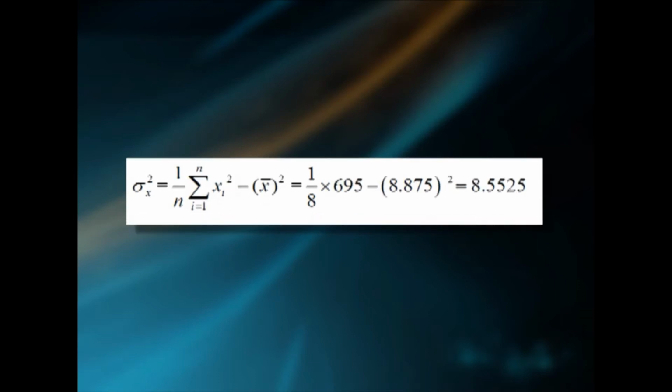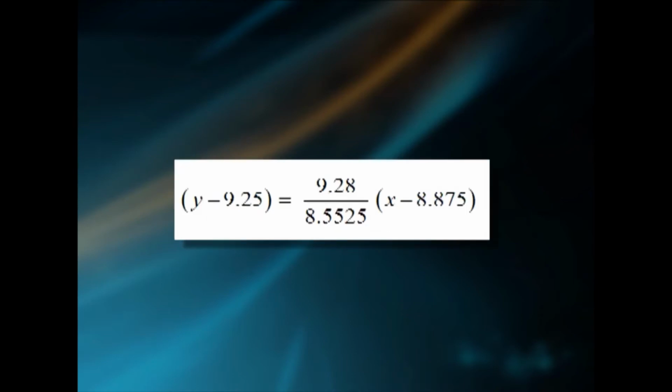Sigma square x equal to 1 by n into summation over i from 1 to n xi square minus x bar square, that is equal to 1 by 8 into 695 minus 8.875 the whole square, that is equal to 8.5525. Sigma square y equal to 1 by n summation over i from 1 to n yi square minus y bar square, that is 1 by 8 into 776 minus 9.25 the square, that is 11.44.